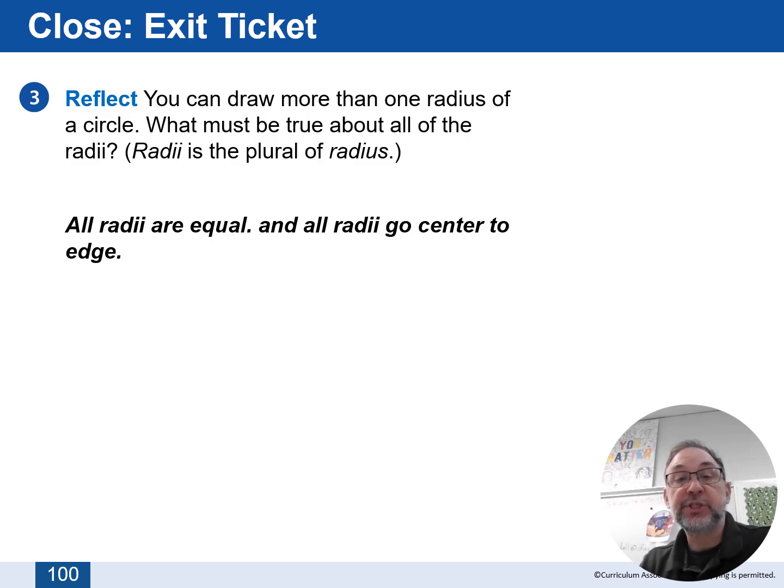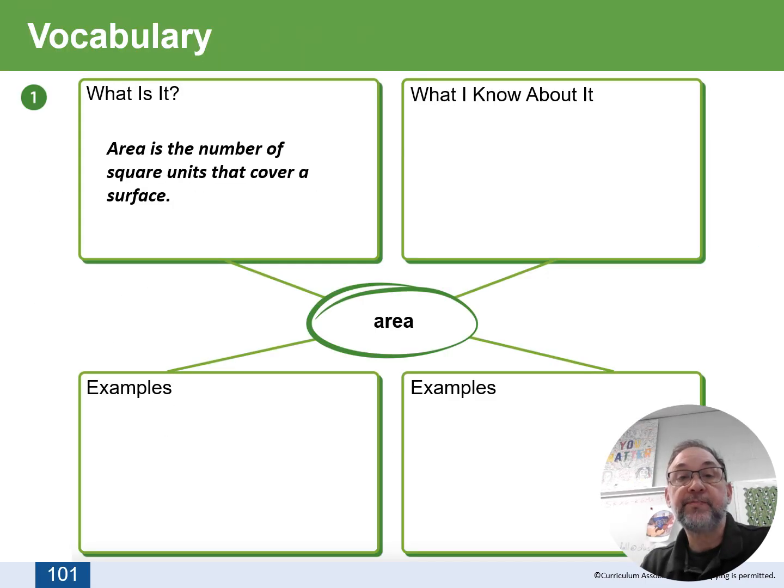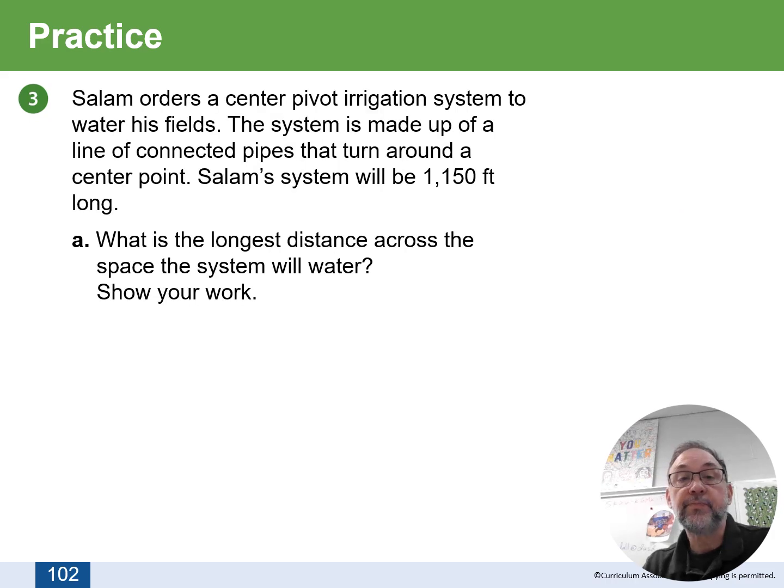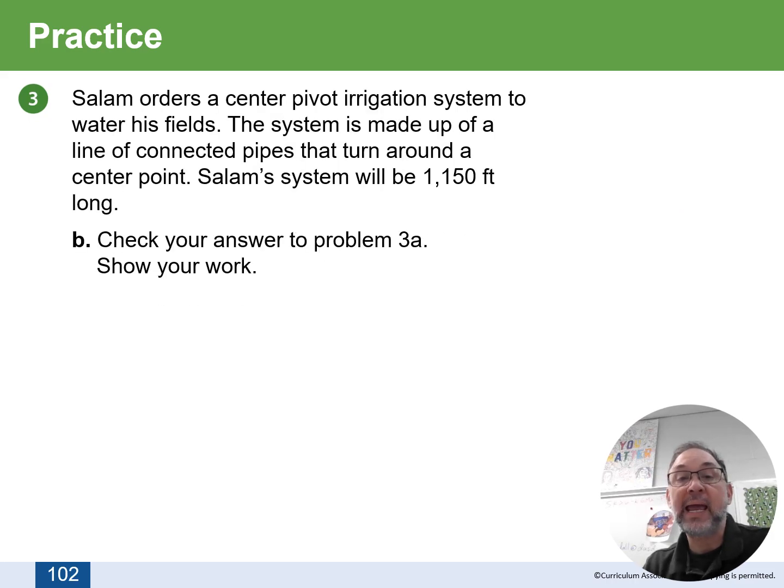Once you finish all the questions on that page, you're going to go to the vocab on the homework pages. I want you to fill in this definition of area. So area is the number of square units that cover a surface. The other 3 boxes are yours to fill in. What do you know about area? And give me 2 examples of area. And then solve problem number 2 and number 3, A and B.